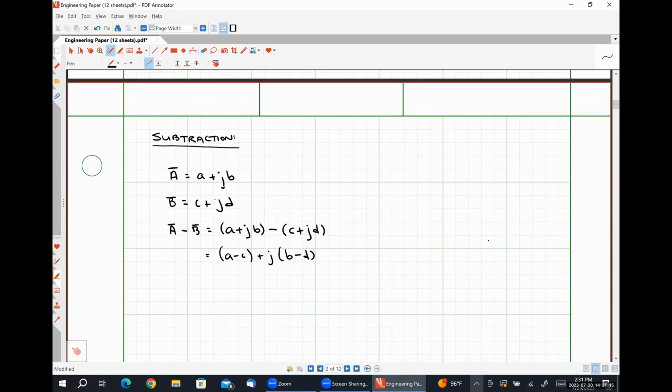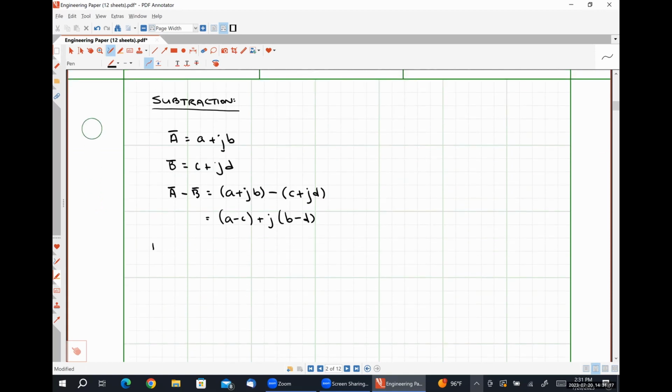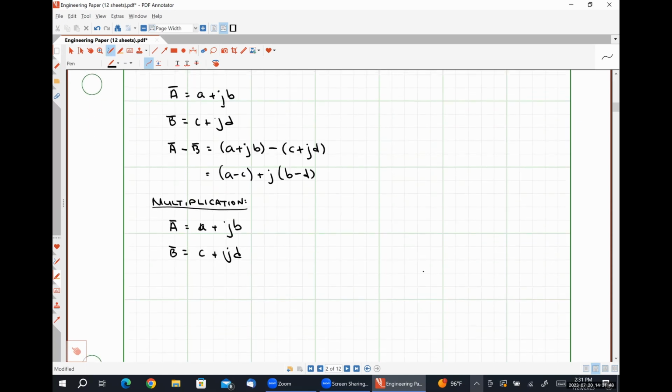All right, so now let's do multiplication. And we are going to start by looking at things in rectangular form. So once again, A will be equal to a plus jb, and B will be equal to c plus jd. If I multiply two complex numbers by each other, I'm just going to put those two numbers beside each other, okay?